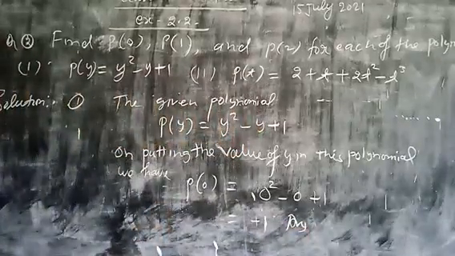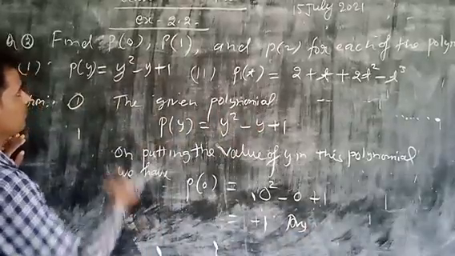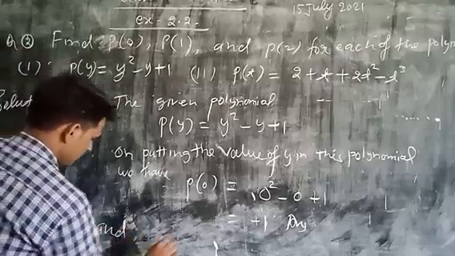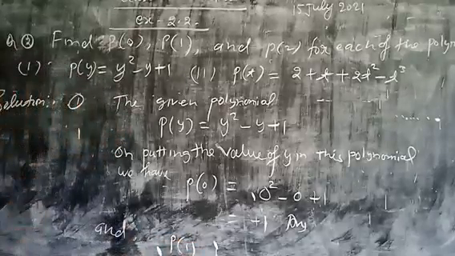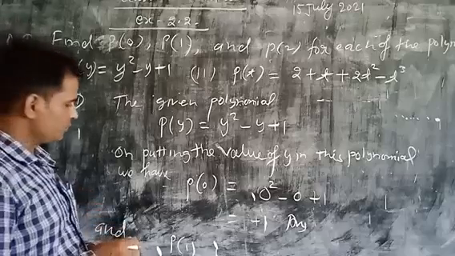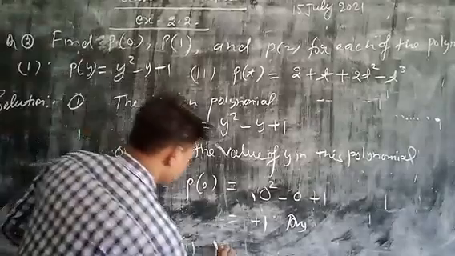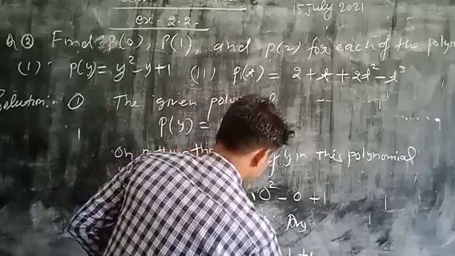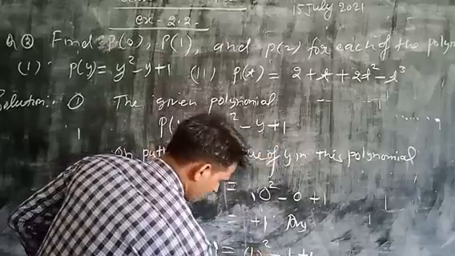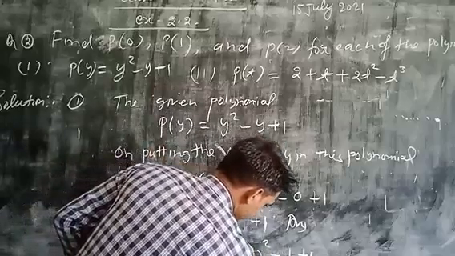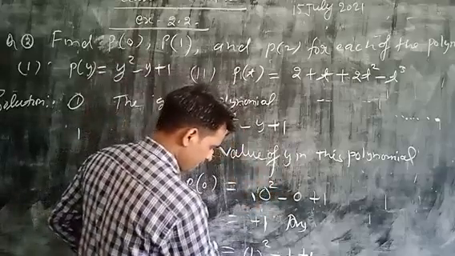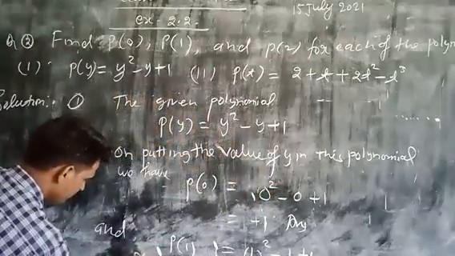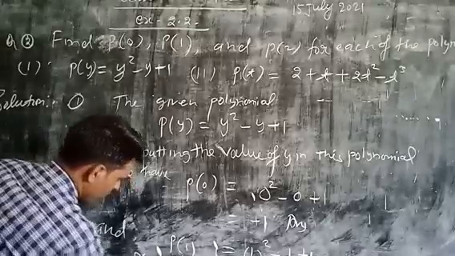Similarly, we can also find the value of P1. P1 means at the place of y you put 1, then we get square of 1 minus 1 and plus 1. We know that square of 1 is equal to 1, minus 1 and plus 1. Friends, you can see here minus 1 and plus 1 are cancelled, and finally we get P1 that is equal to 1. This is the value of P1.